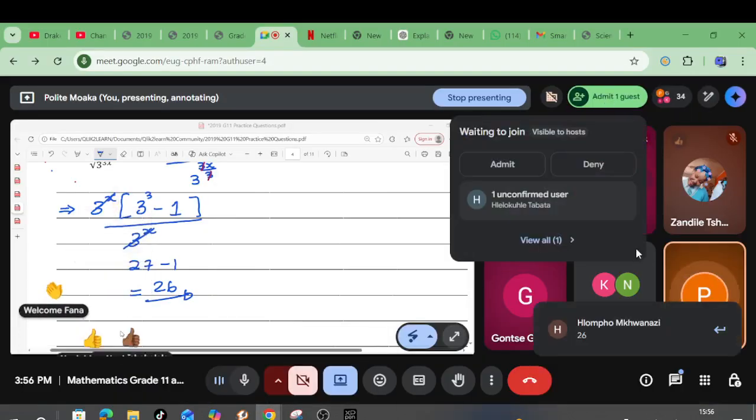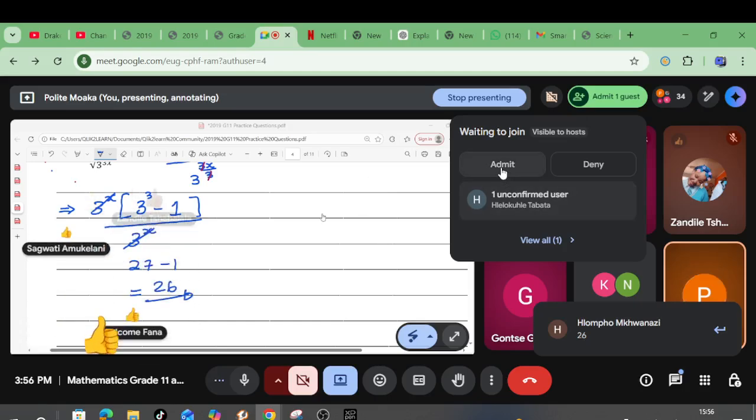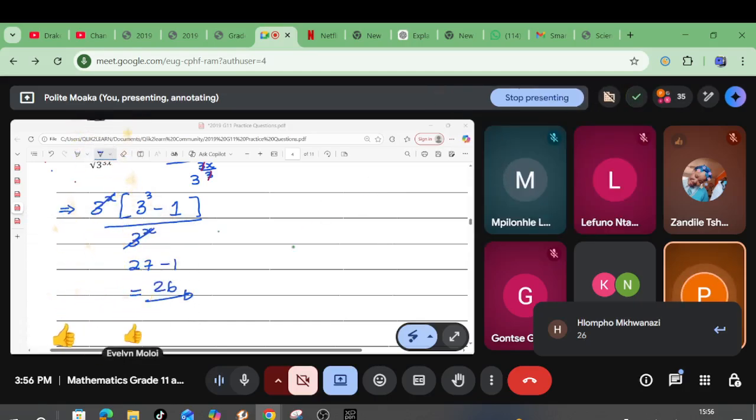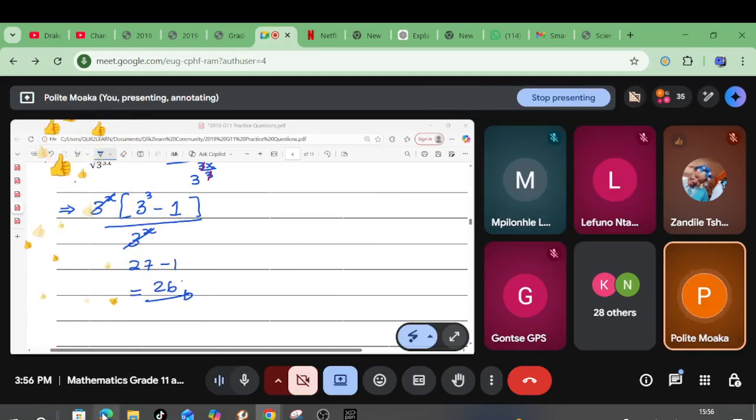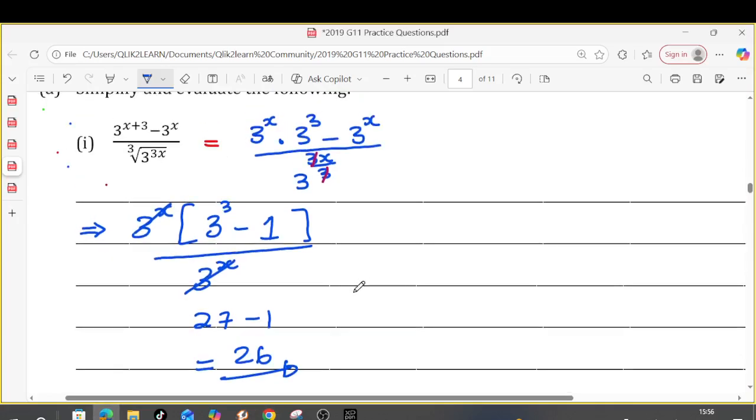Are you all happy with that? 26, thanks. Because now you know what I want to do. I want to change the question so that you can see how they can ask this in an exam.